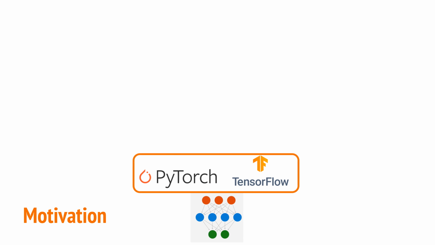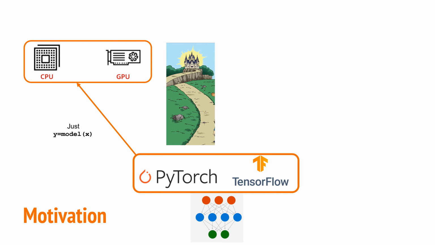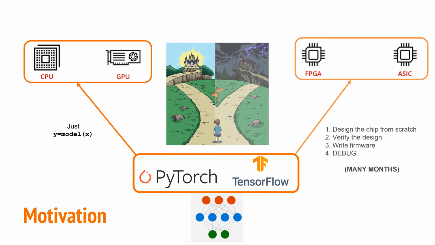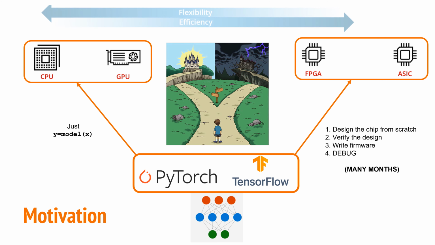Now, what is the main motivation behind this project? We use PyTorch and TensorFlow frameworks to design machine learning models and deploy them on general processors, CPU and GPU. This makes our life simple. On the other hand, if you want to deploy such networks to specific hardware such as ASICs and FPGAs, you need to write the hardware code from scratch and the entire development process takes months. But why do people still want to use it? Because FPGAs and ASICs are much more efficient than general processors.